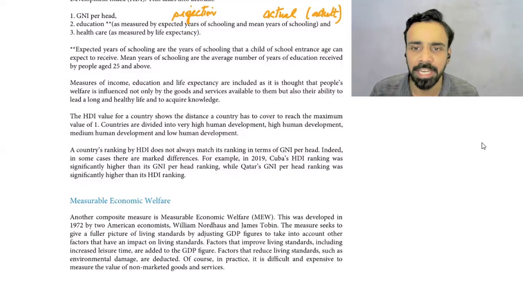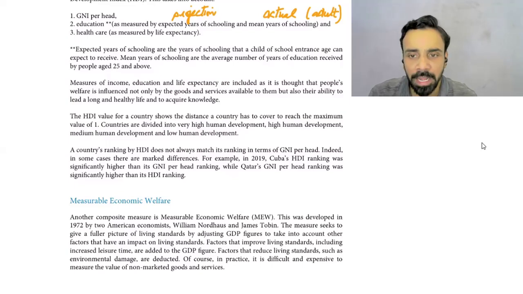Now, it's an adjusted version of GDP, which basically aims to reflect the true economic well-being. Okay, so it has two kinds of adjustments you make. You obviously have the GDP per head, and then the positive adjustments you make on this.